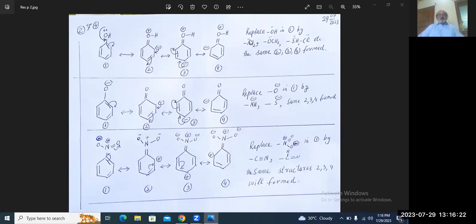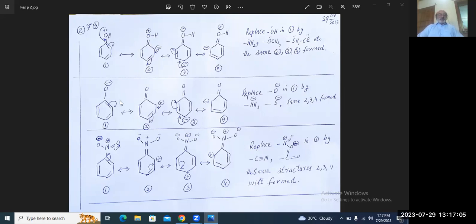If we replace this OH, which has a lone pair of electrons, by NH2, the lone pair is also present on the nitrogen here. OCH3, also we can see here the lone pair. SH, we can see here the lone pair of electrons. And any halogen like Cl, here we can see the lone pair of electrons. So if we replace this OH by NH2 or OCH3, then in the same way we can get the resonating structures like 2, 3, 4.